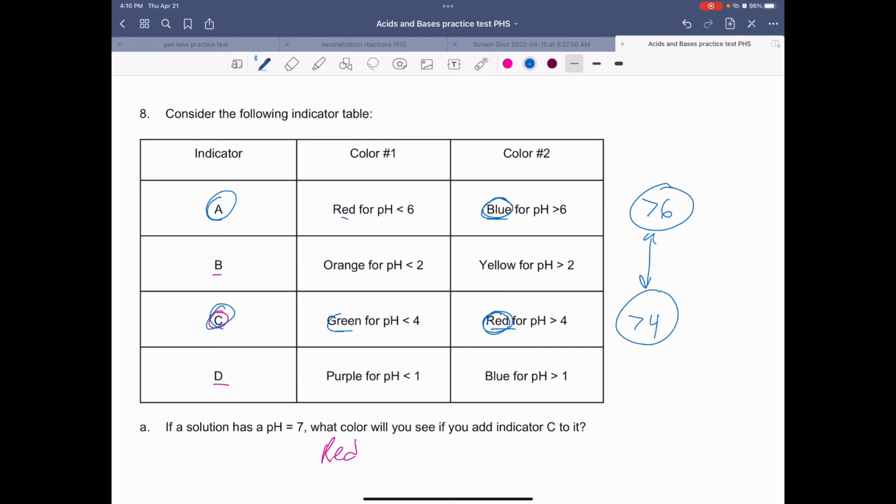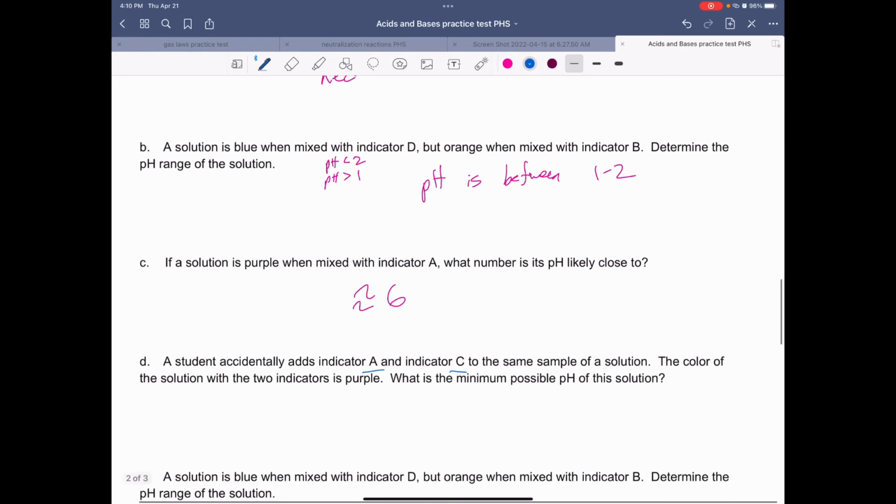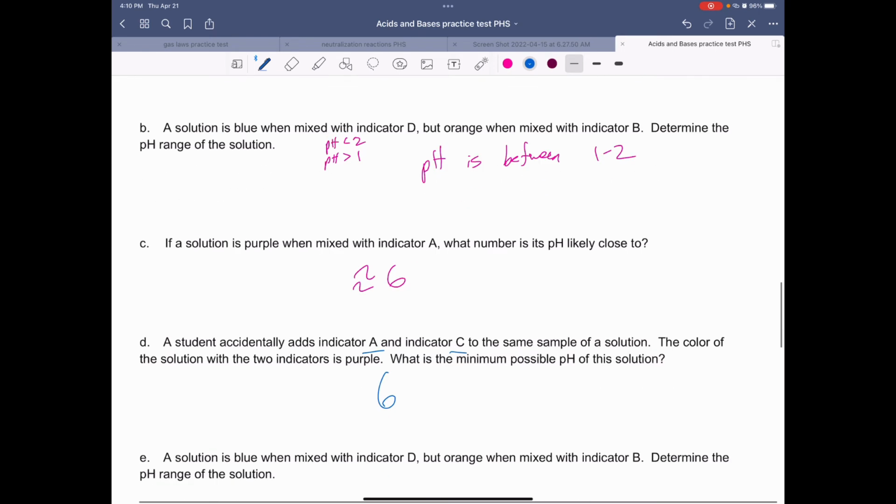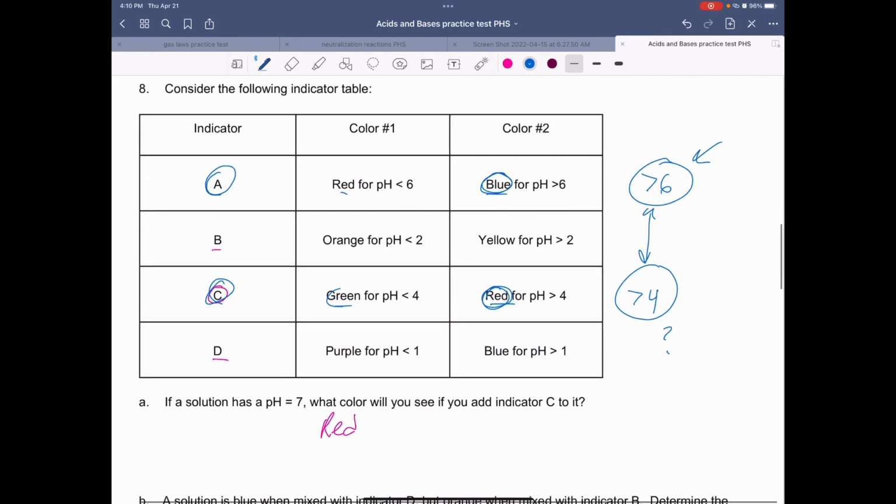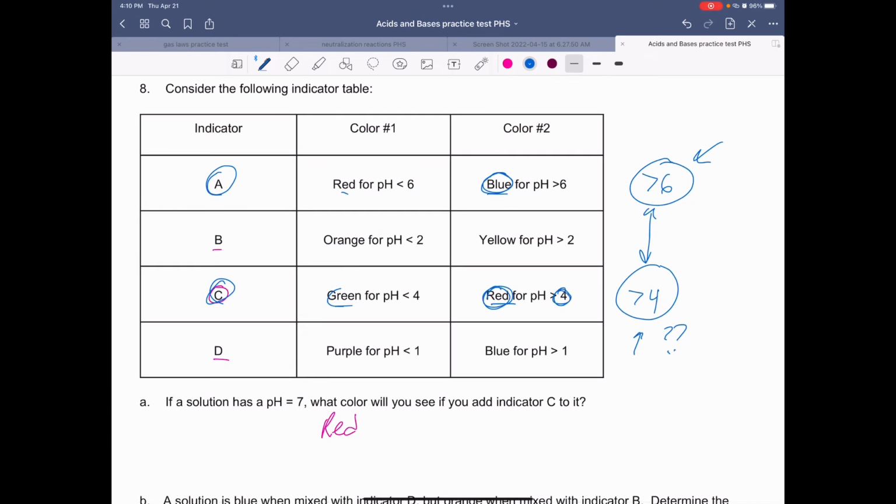So the lowest possible number that this could be is 6, right? So I'm going to write that down here. What's the minimum possible pH? 6. And again, you're going to say, well, why isn't it 4, right? Because 4 is a lesser number. Well, if the pH was 4, then it would be red right here, right? Because pH less than 6 is red. So this would only be red.